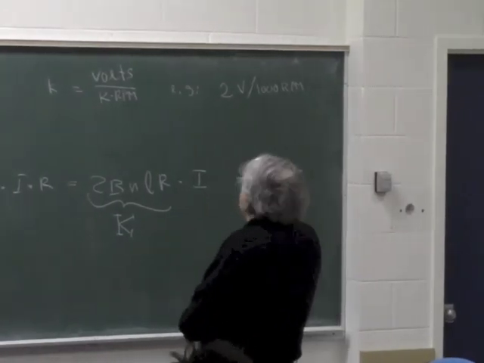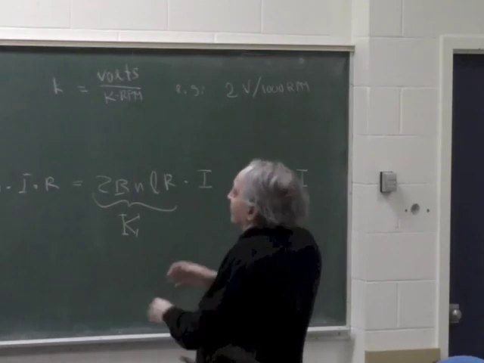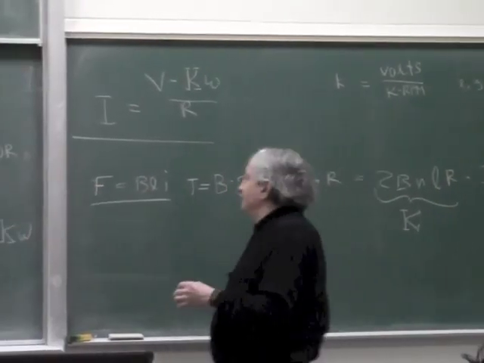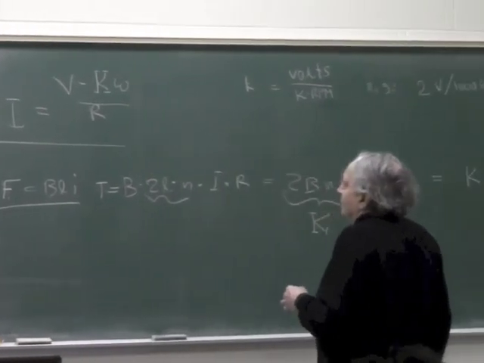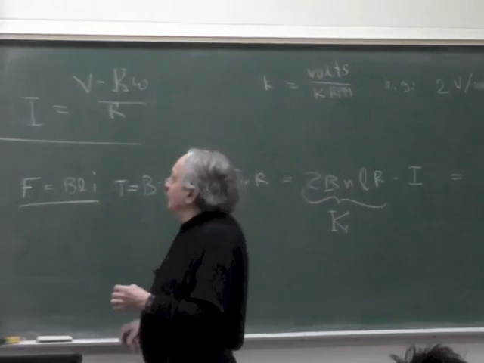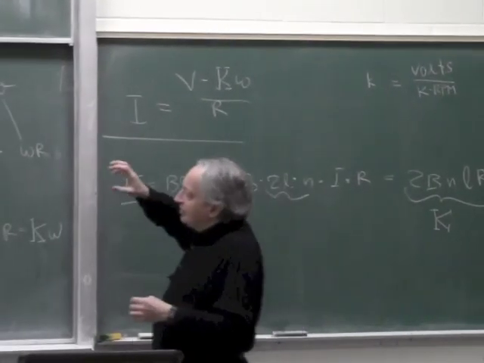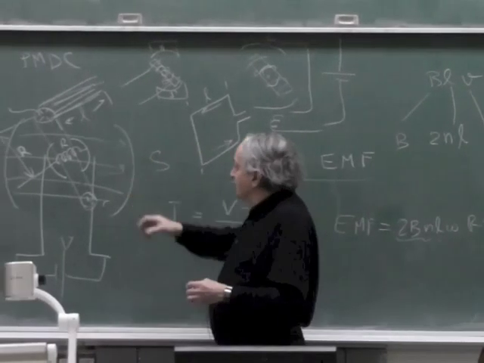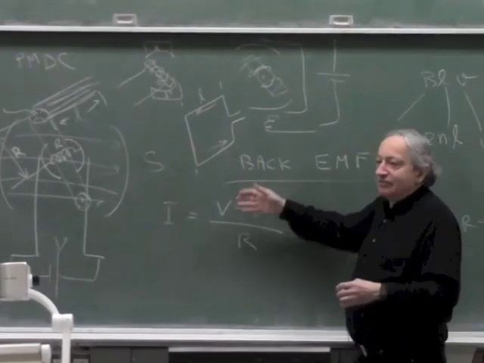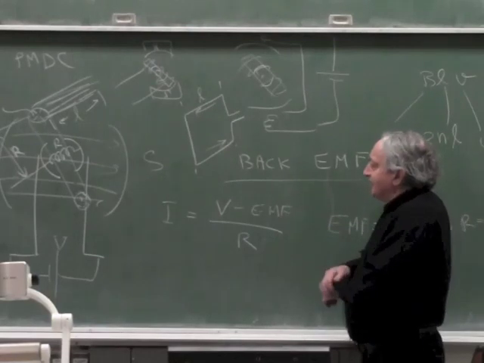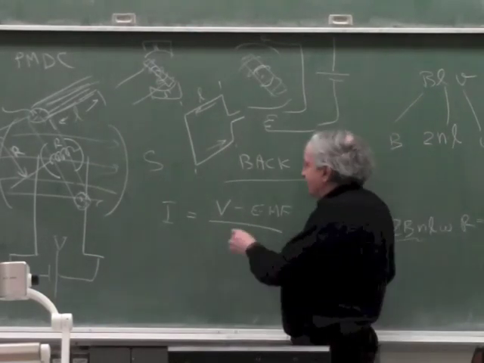Okay, so we can rearrange the equations to generate these curves, but first let's look at it intuitively. The first moment when we connect a battery to the motor, we'll get a very high current because there is no back EMF. We'll get V over R. But as soon as the motor starts turning, we'll get this current.